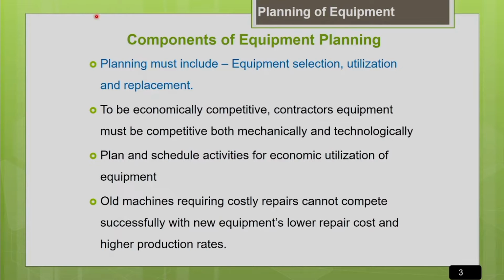Okay, so now let us see what are all the components of the equipment planning process. The planning must include equipment selection, then we have to plan for the equipment utilization, and finally we have to plan for the replacement of the old machine with the new machine. As I told you in the introduction lecture, we have achieved a lot of advancement in equipment technology. There are so many machines available even for the same job. Now it is really a tough task for the equipment planner to choose the right machine for the right job.